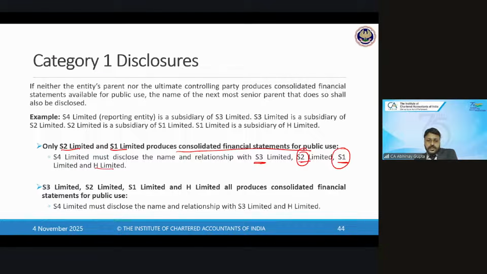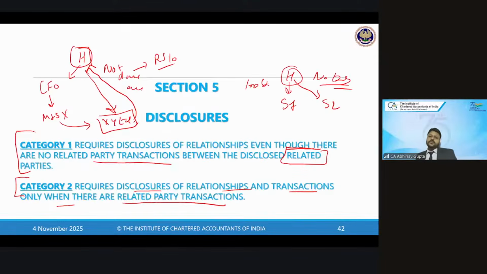And another situation: S3, S2, S1 and H are all producing the CFS. Then S4 must disclose the name and relationship with S3 and H only. If all the companies are producing CFS, then its own parent and the ultimate parent name needs to be disclosed mandatorily. So in category 1, what we have understood is that these are the disclosures of those relationships where, even if there are no transactions, the name of those parties needs to be disclosed.